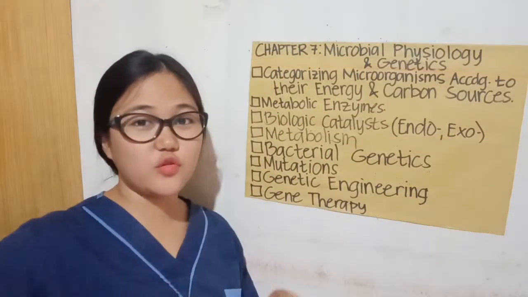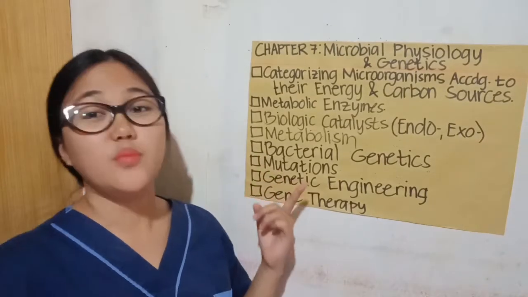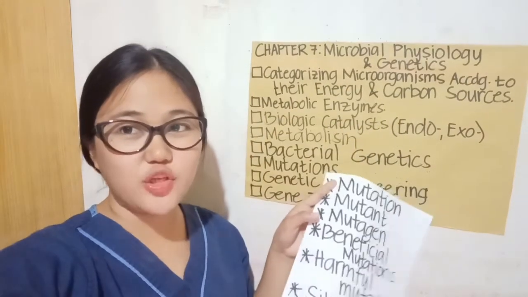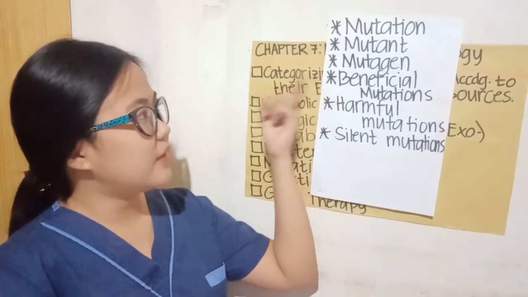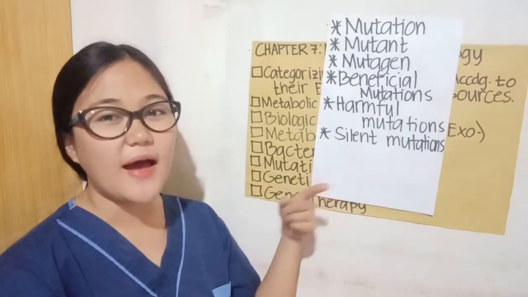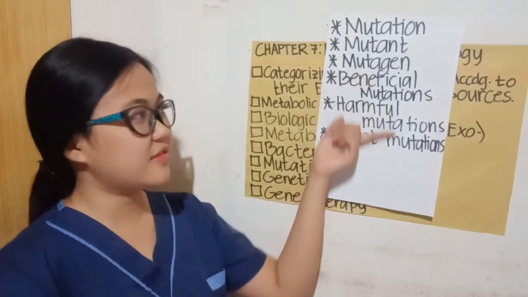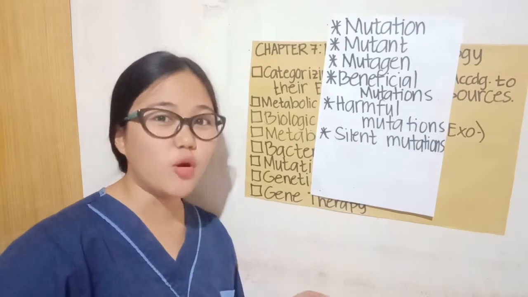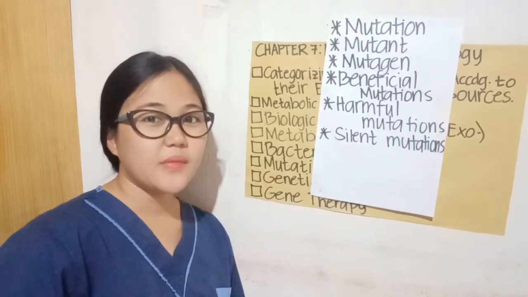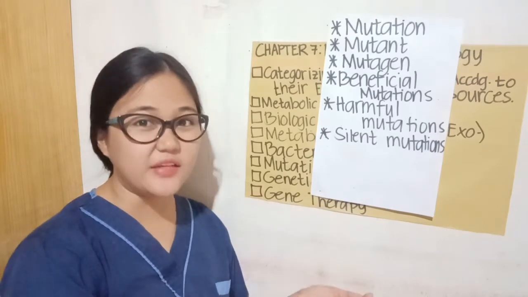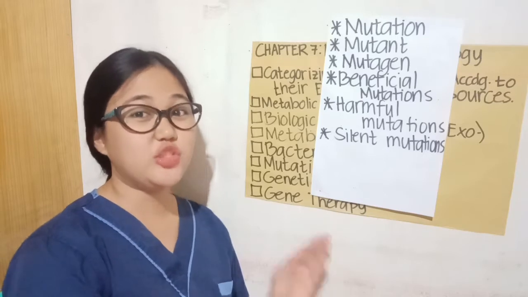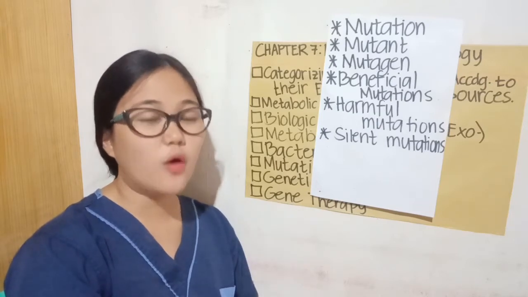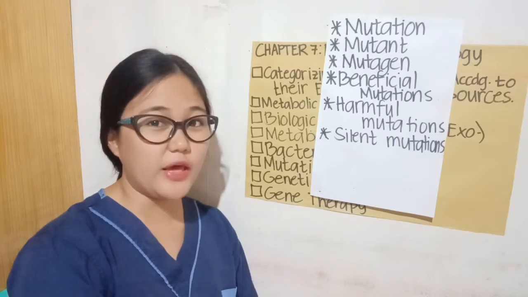Let's move on to mutations. There are types of mutations: beneficial, harmful, and silent. Before we move on to these types, first, what is mutation? Mutation is an inheritable change of an organism, regarding its DNA, that has mutated. A mutant is a phenotype that has mutated.